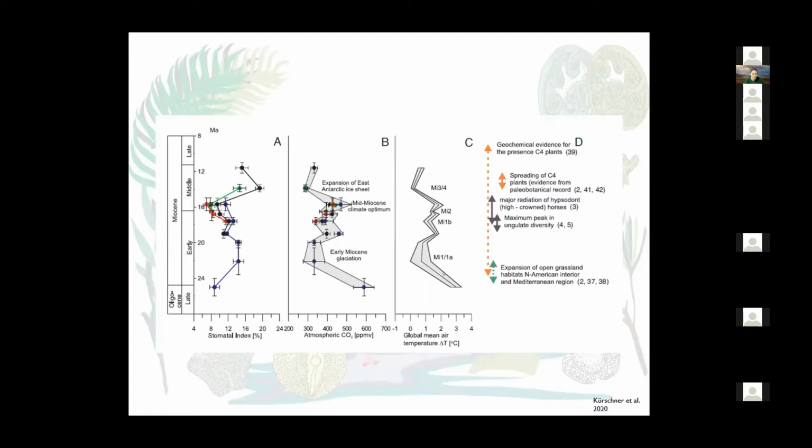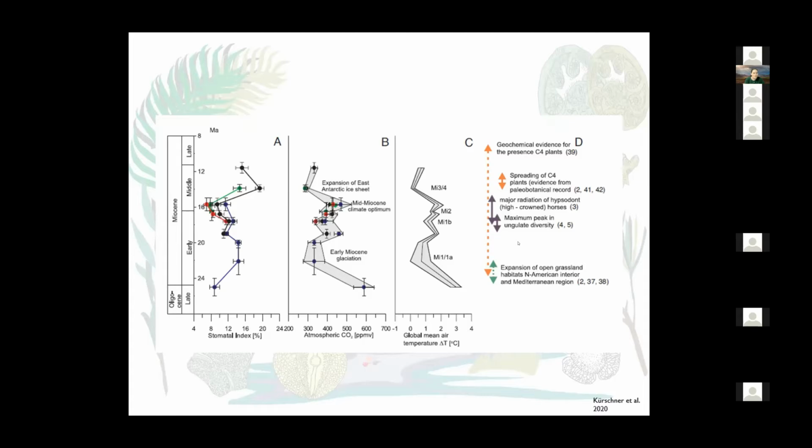You can see the global mean temperatures dropping since the late Oligocene and then increasing again in the mid-Miocene. So stomata indexes are, of course, showing an opposite pattern to that. And atmospheric CO2 is also, according to this paper, running more or less parallel to the temperature fluctuations, showing a strong drop since the latest Oligocene and then an increase again towards the mid-Miocene climatic optimum. And with that, you can see a spread of open grasslands since the Oligocene, and then spreading of C4 plants with a decrease of CO2 levels here, especially since the mid-Miocene.